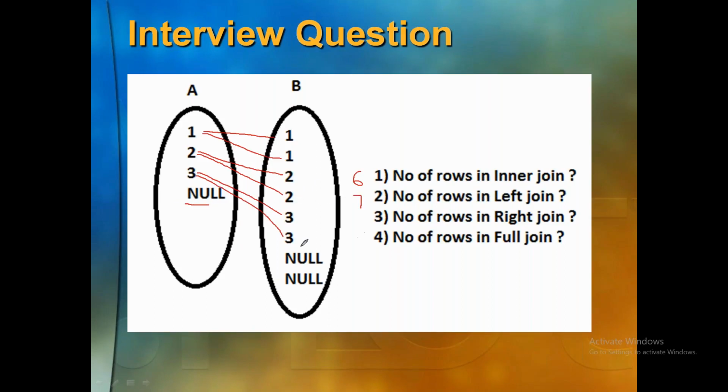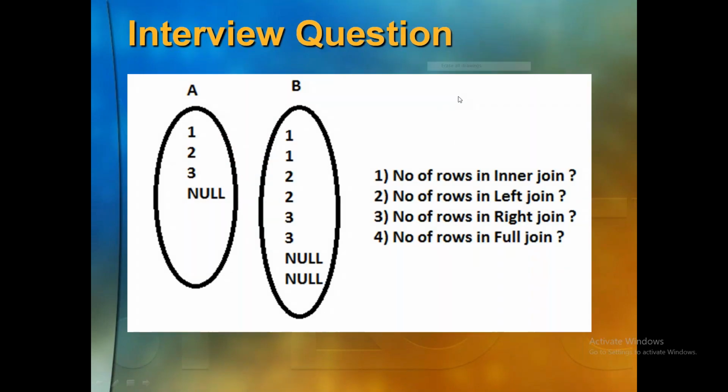Number of rows in left join: here on this side we have 2 unmatched data, so 6 matched plus 2, it is 8 rows for the right join. Full join is 6 matched data, plus 1 unmatched data on this side, and plus 2 unmatched data on that side. 6 plus 1, 7, and 2, total is 9. Number of rows in full join is 9 rows. Clear? So this is the answer that you must have with you.